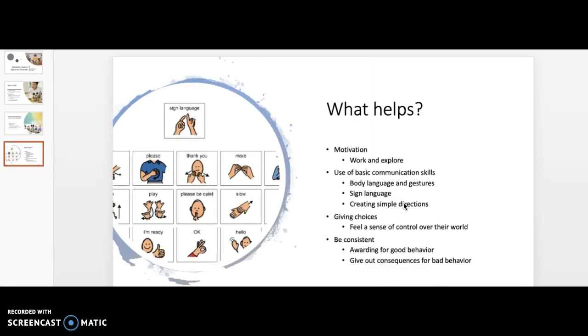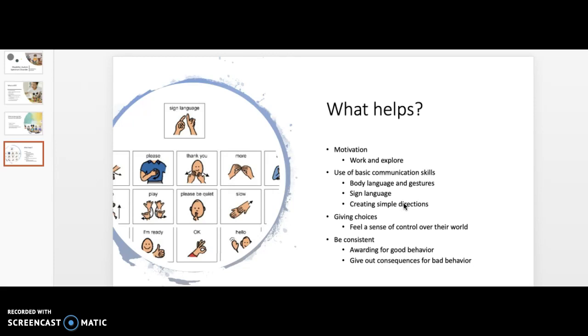So what can help these kids? First would be by motivating them to work and explore. Second would be to use basic communication skills to teach these kids with autism. Basic skills such as the use of body language and gesture, sign language, and creating a list of simple directions can be very helpful to them.